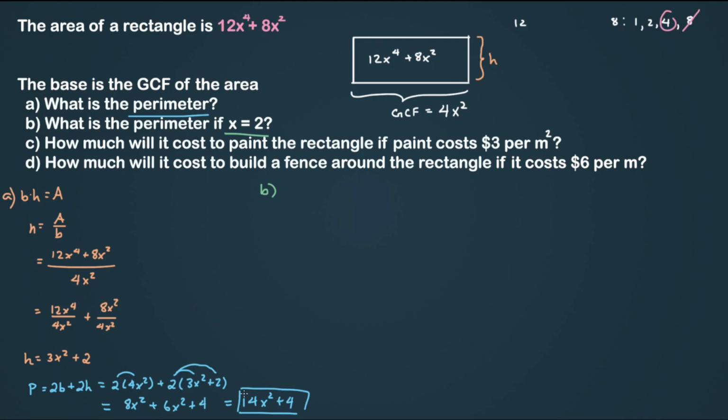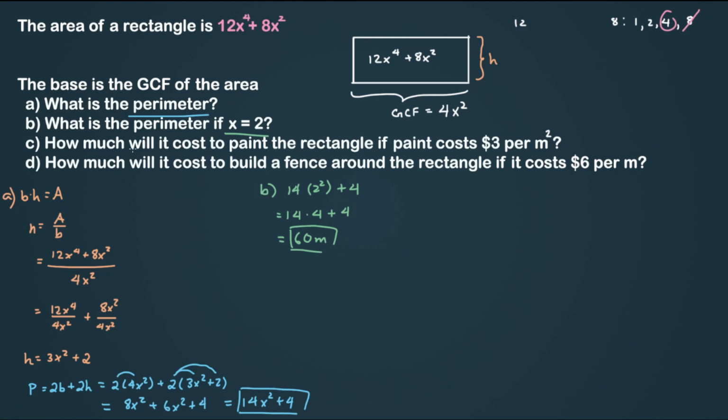So we know what the polynomial that represents the perimeter is. So all we have to do is take this 2 and replace all my x's with it, right? So we have 14. Before it was 14 times x squared. Now it's 14 times 2 squared. And we're going to add 4. And that's going to give me 14 times 4 plus 4. 14 times 4 is 56, plus 4 is 60 meters. Okay? And that's the answer for B.